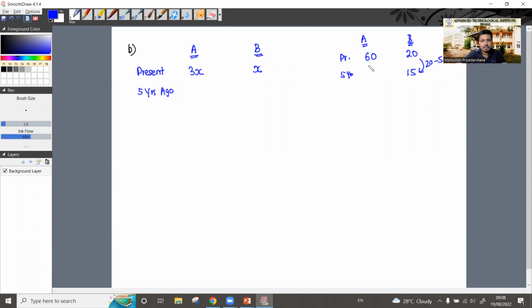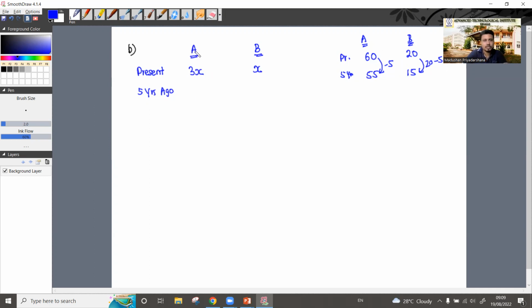What about A's age 5 years ago? That is 55. How do we say 55? From the percentage we need to deduct 5. Why deduct 5? Because it is 5 years ago. 5 years ago, the age would be 5 years less than the present age. Right? 5 years ago. So the same thing will apply here.